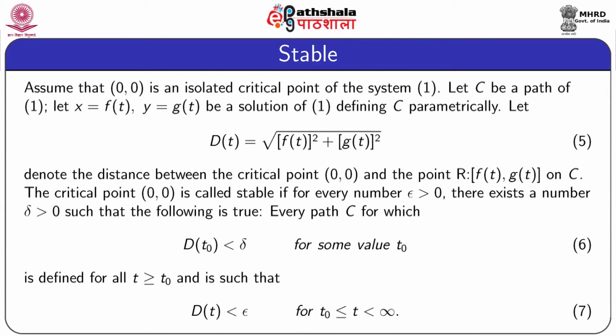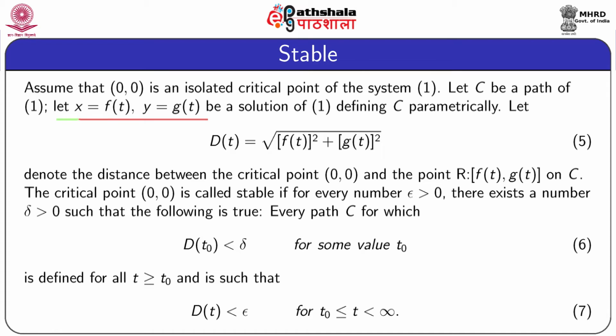We now look into the stability of the system, the asymptotical stability of the system, and when we call the system unstable. So, we assume that (0, 0) is an isolated critical point or equilibrium point of the system 4, and let C be a path of 4.